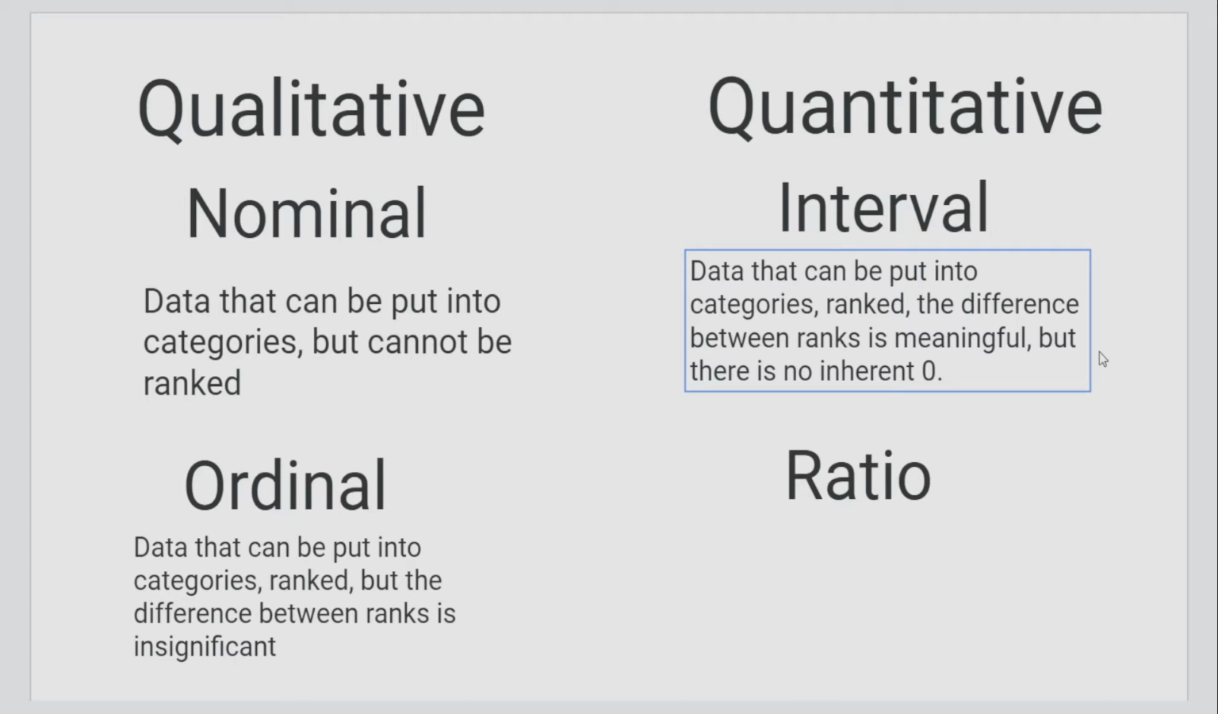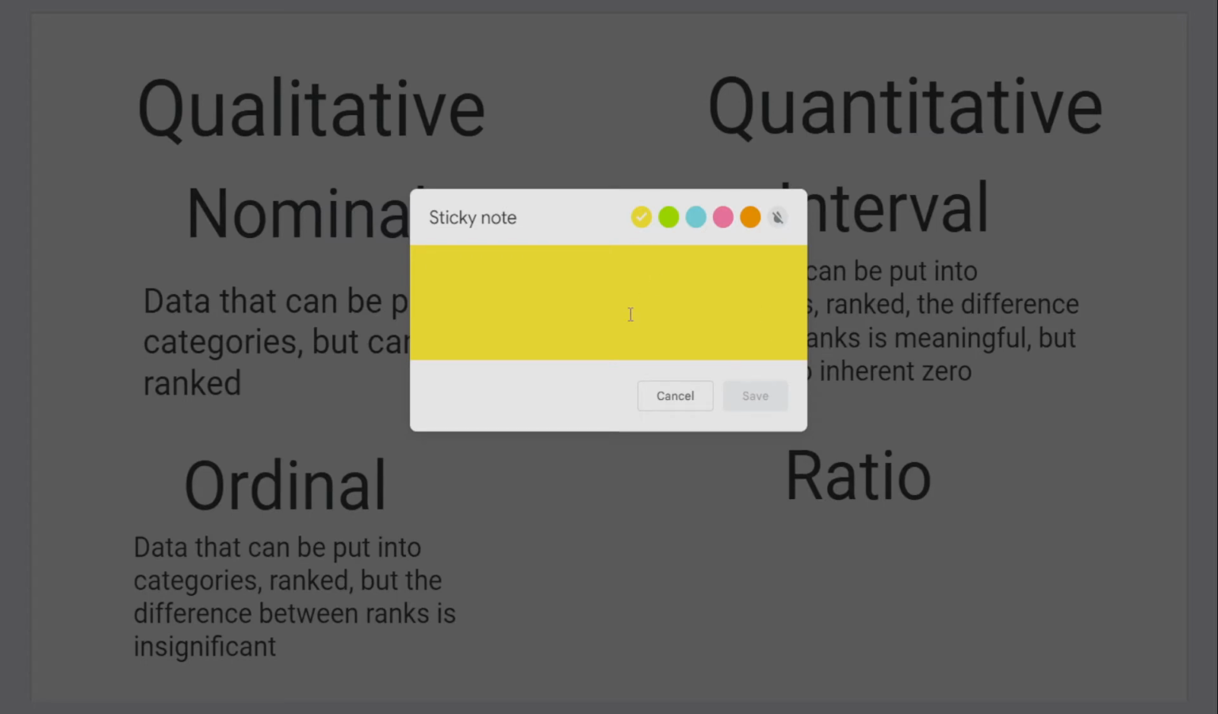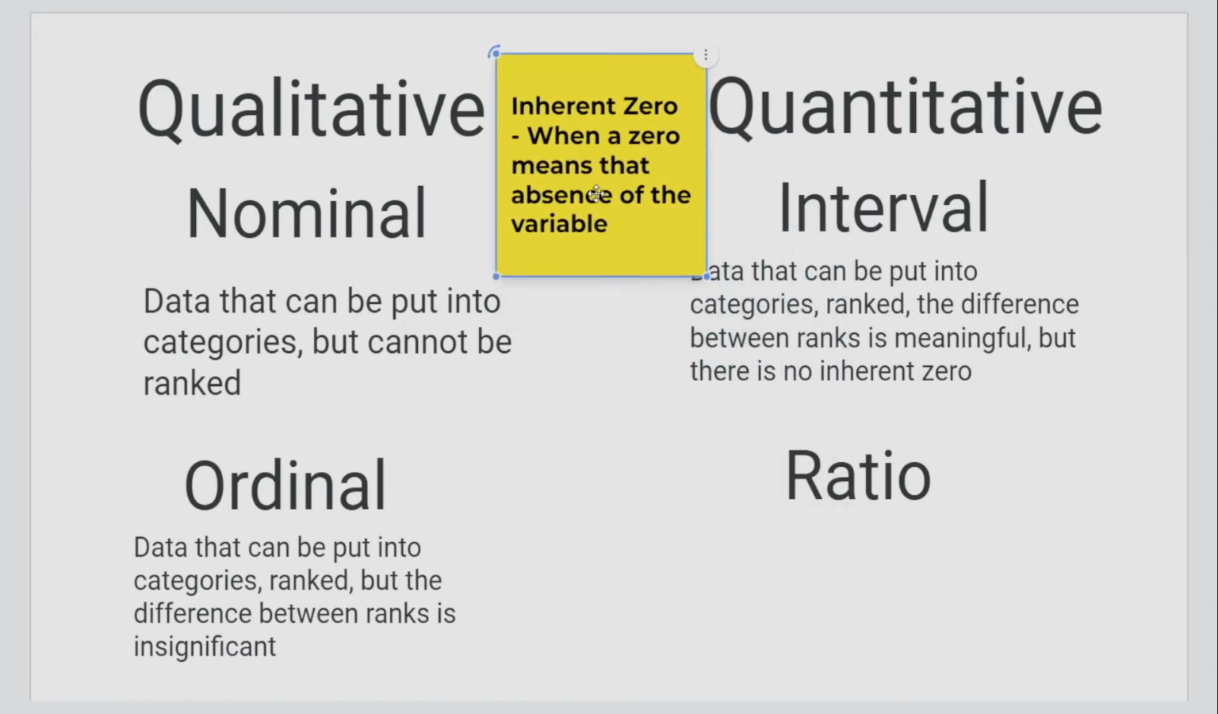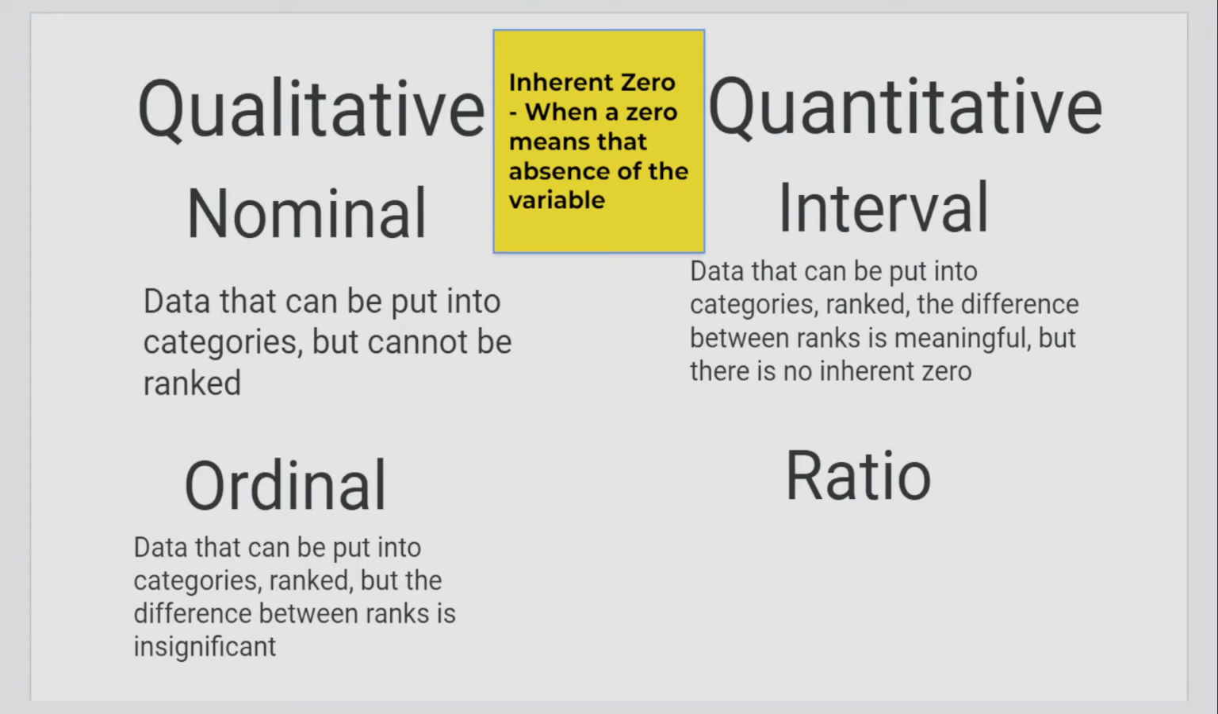So we're gonna have to explain inherent zero a little bit, and there is a space for that definition down there. And so I will just put a post-it note. Inherent zero: when a zero means the absence of the variable. An inherent zero is when a zero means that there is none, essentially.